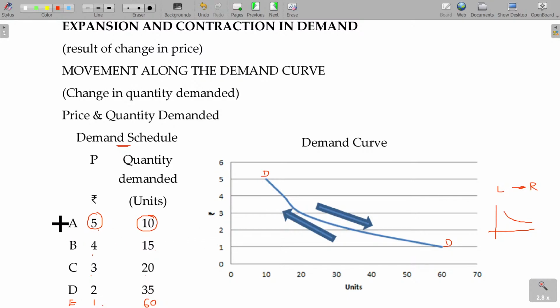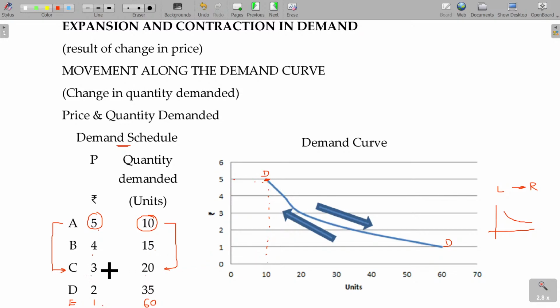Let's see here. If the price decreases from 5 to 3, that leads to an increase in the quantity demanded from 10 to 20. Am I right? So what happens here? If the price is 5, the quantity demanded is 10. This is the scenario.